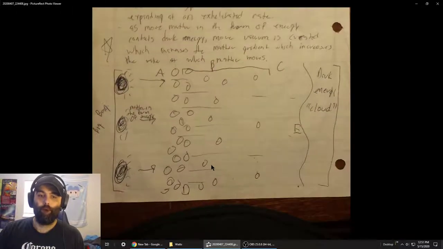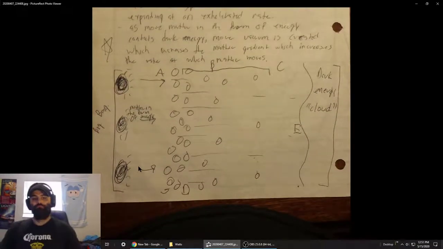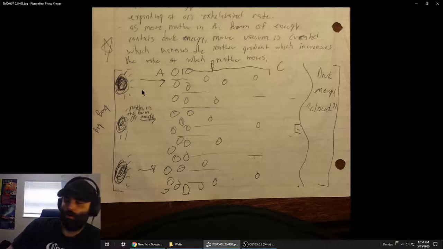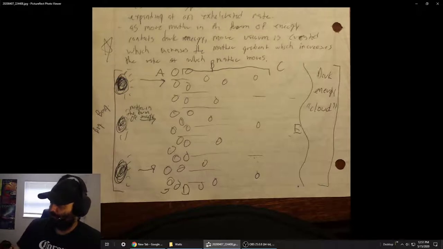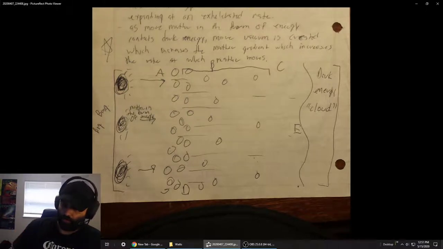Okay. Now we're zooming in. So right here are stars. Stars are what I call I-matter creators. They create matter that is able to interact with a photon. These stars send out photons, and most of the photons will get absorbed by active matter or interactive matter.